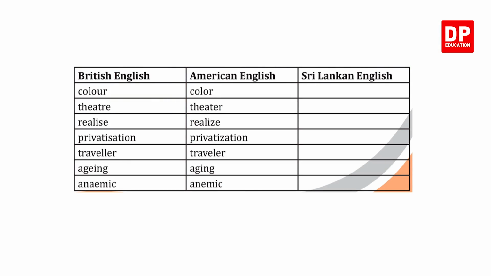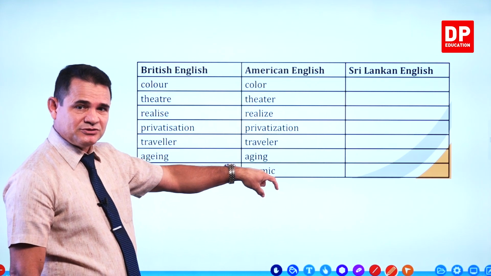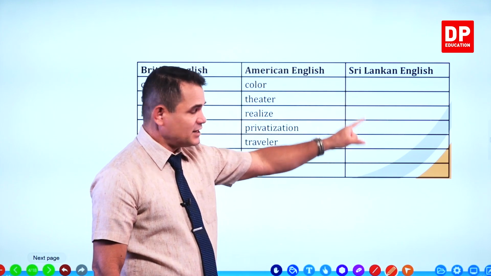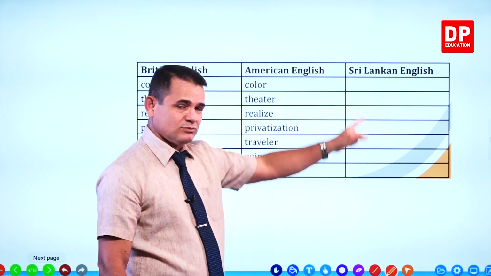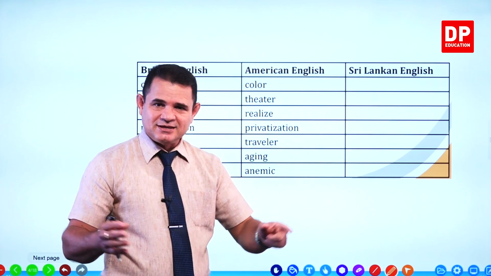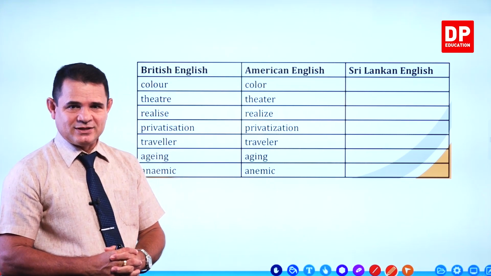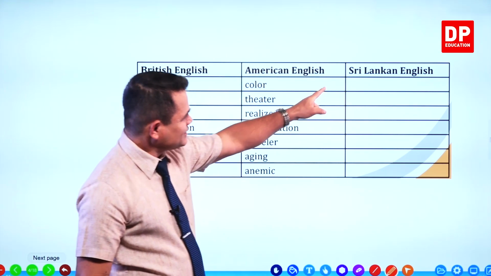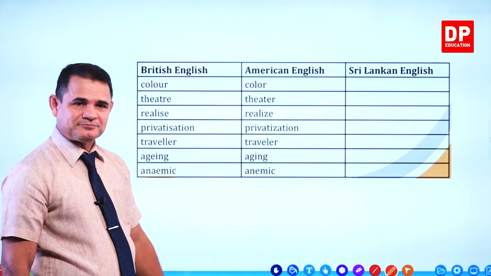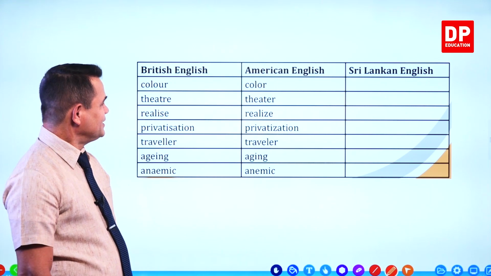Now, look at this. First column, you can see British English. Second column, you can see American English. And the third column, Sri Lankan English. What comes to this one? Can you discuss and complete it? යාළුවත් එක්ක කතා කරලා සම්පූර්ණ කරන්න පුළුවන්ද? Just complete the third column. All right? Now let's see.